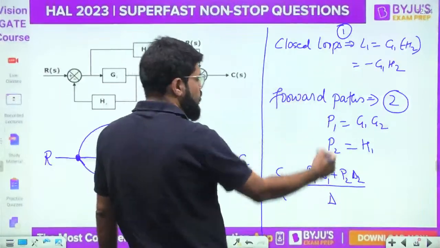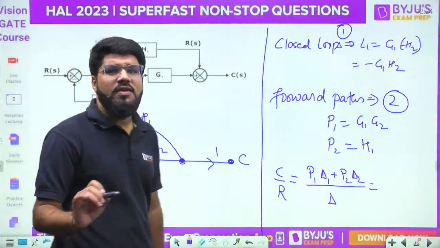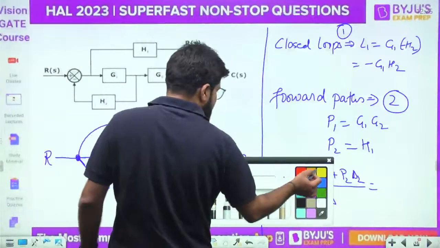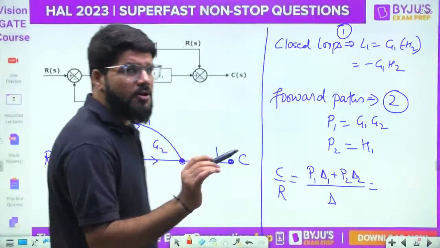Okay, there is only one loop, so delta is very simple. What about delta 1, delta 2? If you erase any of the forward path, how do you calculate deltas? It is the path factor. It is the graph determinant of the remaining graph after that particular path is erased.